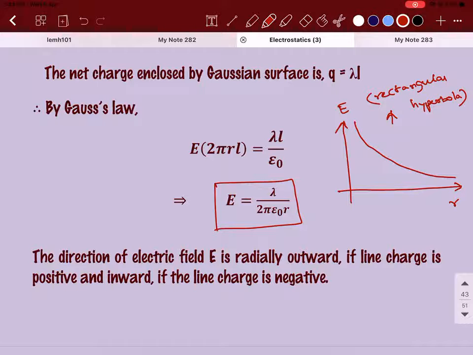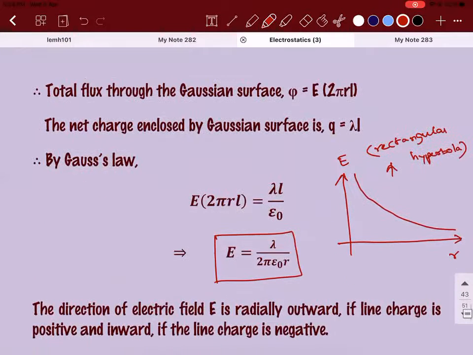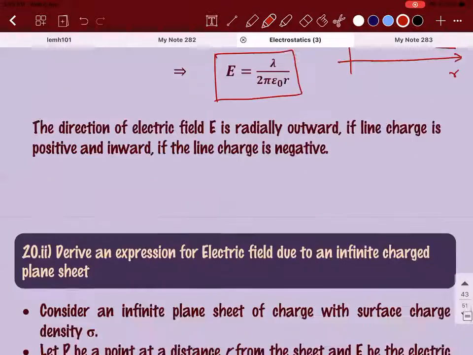So I hope I'm clear, right? If at all the linear charge distribution is positive, the electric field is outward. If it is negative, it is inward. That's it, right? So if this is clear, we'll proceed to the next part.